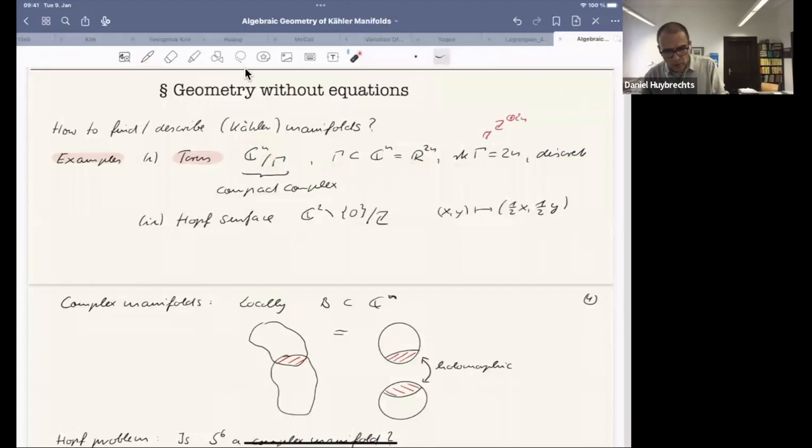And the second example is the example of a Hopf surface. It's kind of similar. Instead of dividing out C^2 or C^n, I take out the origin, and then I divide out just by Z. And here's the operation of the generator of Z. So I just send (x, y) to (x/2, y/2). Okay. And you take the quotient. And again, this is a compact complex manifold.